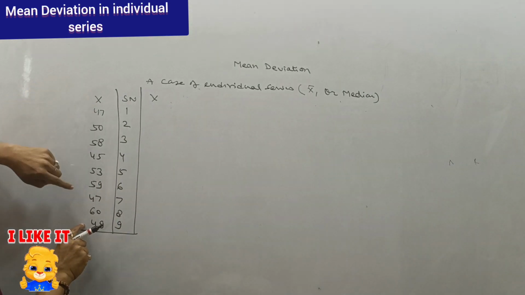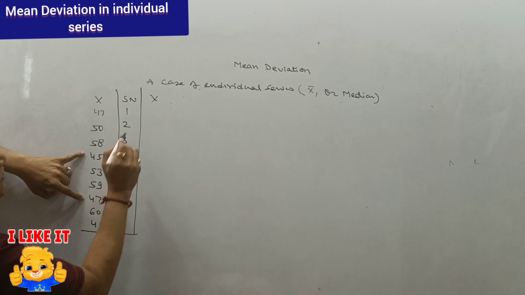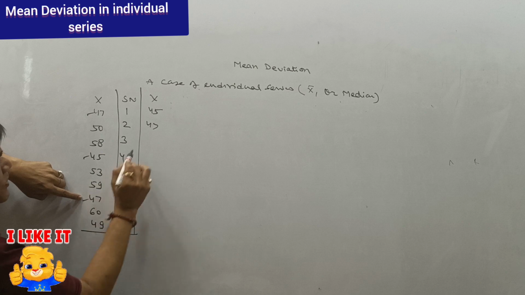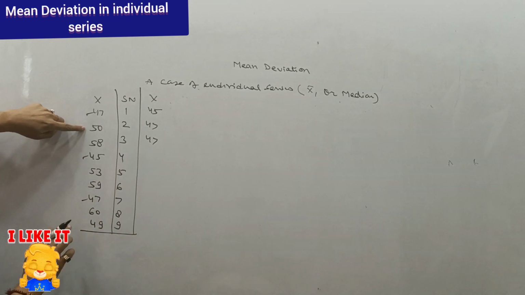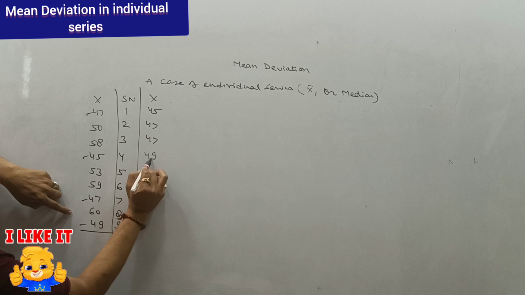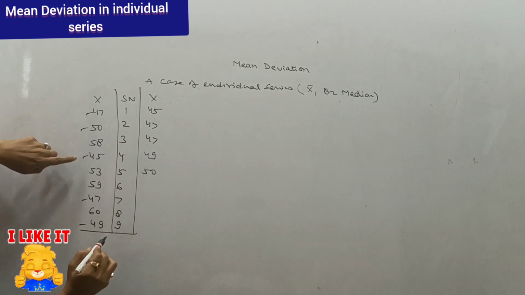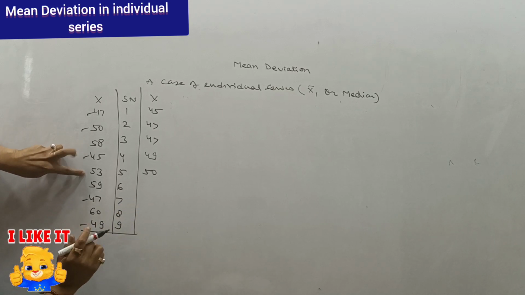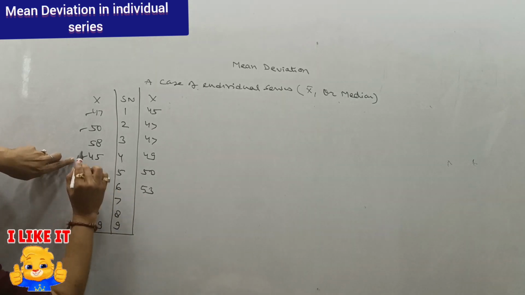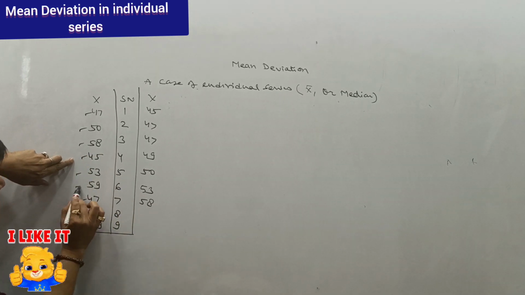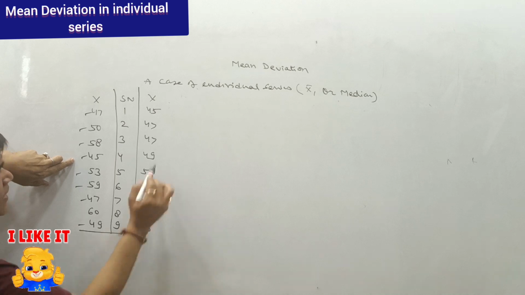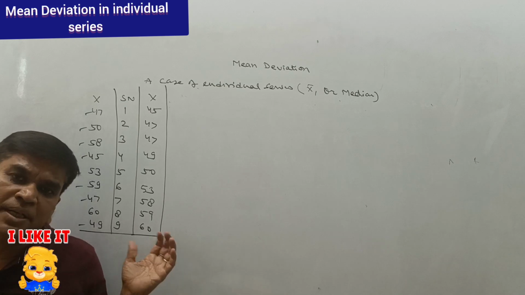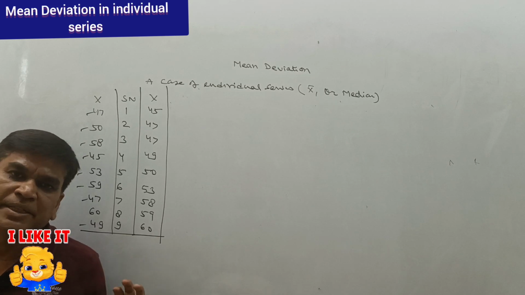In ascending order, the smallest item is 45, then 47, then 47 again, then 49, then 50, then 53, 53, then 58, then 59, and the last one is 60. So the very first thing we have done is order the whole series in ascending order.